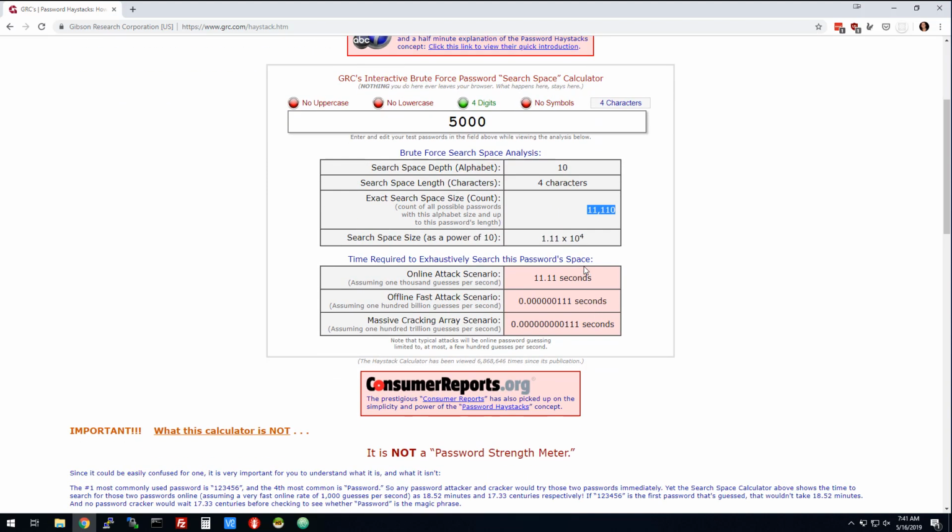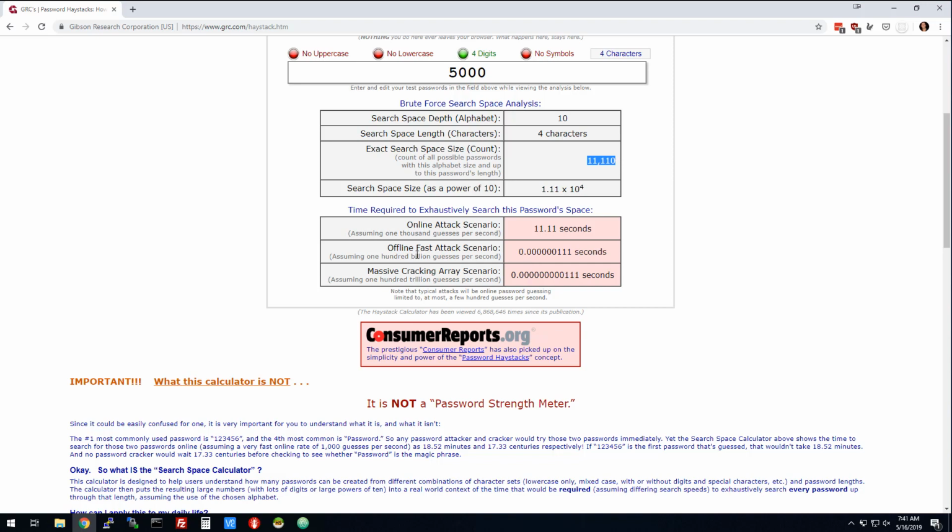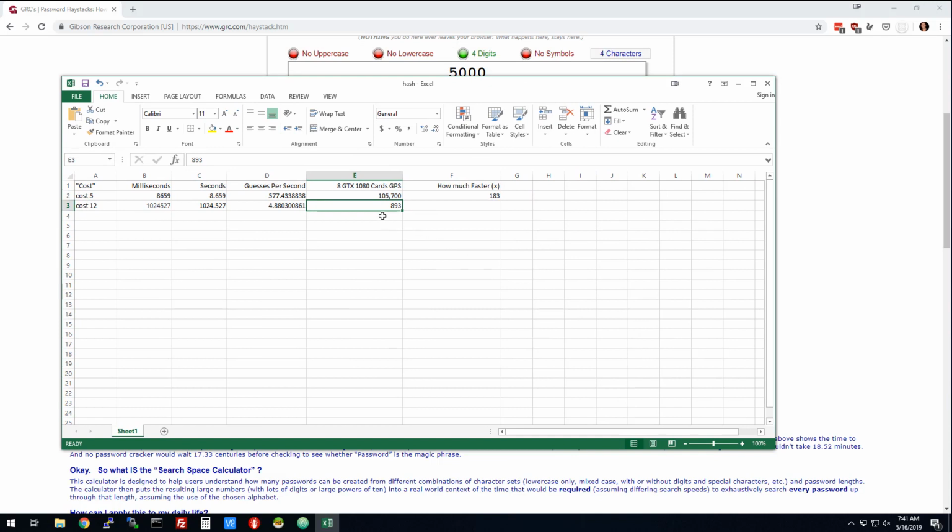So if you were able to guess at 1,000 guesses per second, it would take you 11 seconds. And so if you look here, if we were at 8 GTX cards on a cost of 12, I mean, just for the heck of it, you can say that that's 1,000 guesses per second.